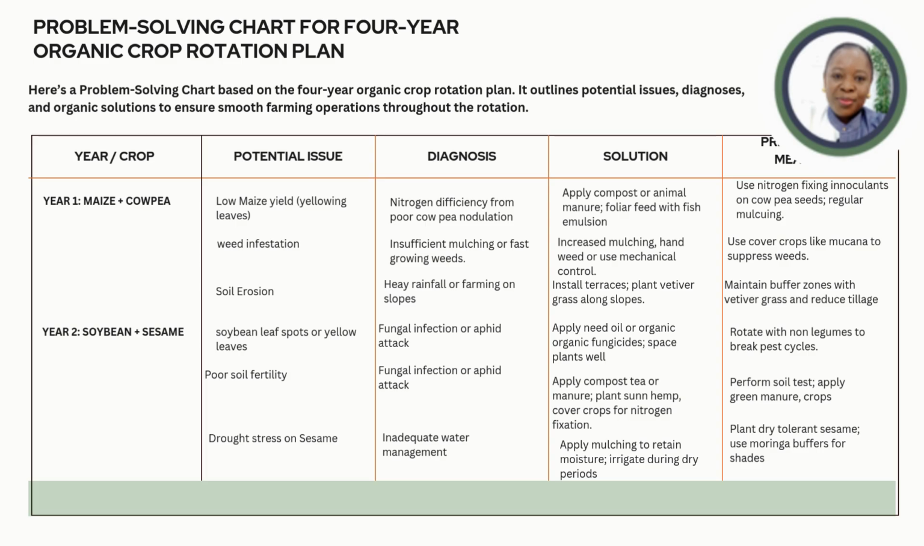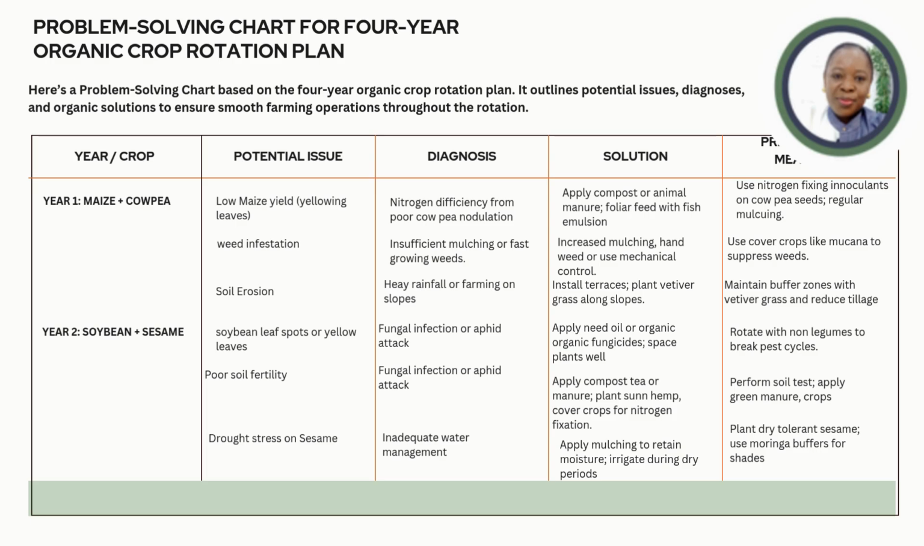Regular mulching. Weed infestation potential issue. Diagnosis: insufficient mulching or fast growing weeds. Solution: increased mulching, hand weed, or use mechanical control.